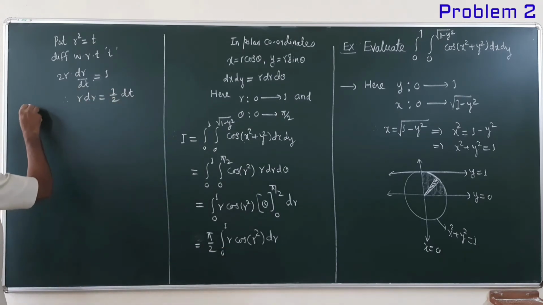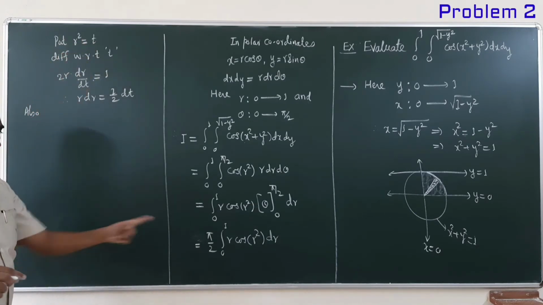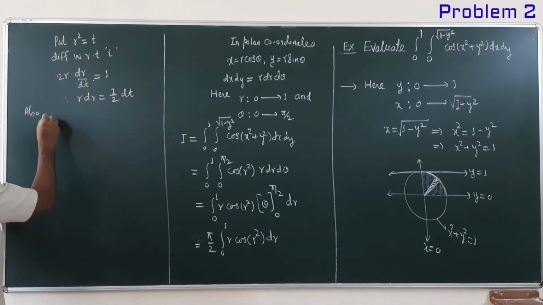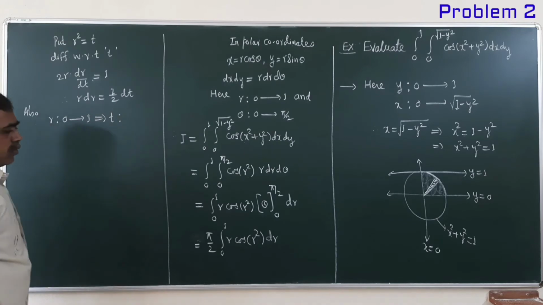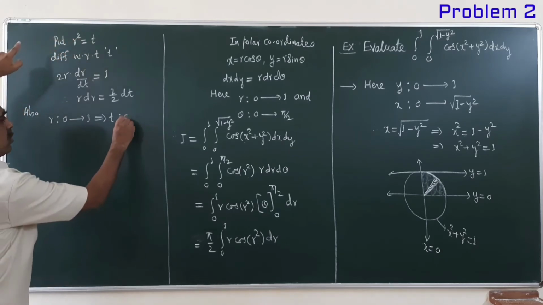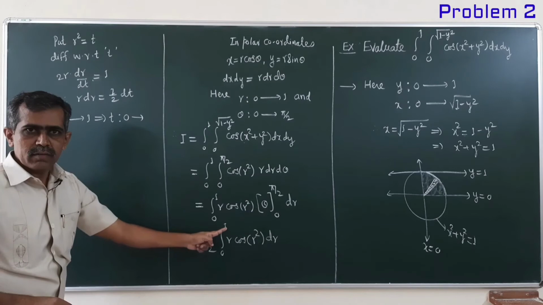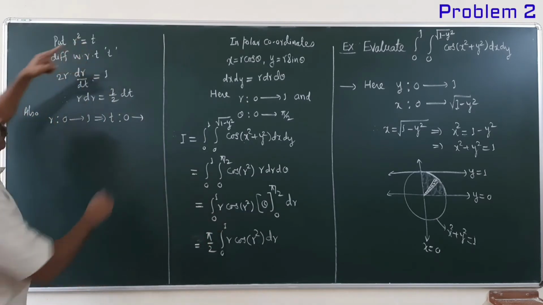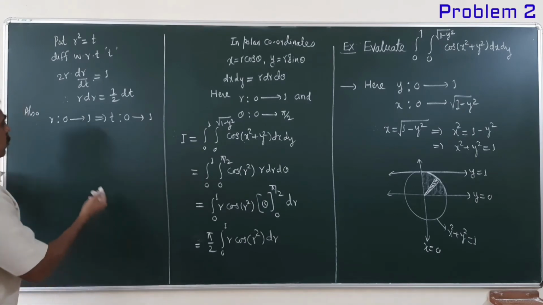Also, what are the limits now? If we change the variable, you have to see the change in the limits. r runs from 0 to 1 implies t runs from, if r is 0, t is also 0, since 0 square is 0. And when r is 1, r square is also 1. So the limits will be retained as 0 and 1.